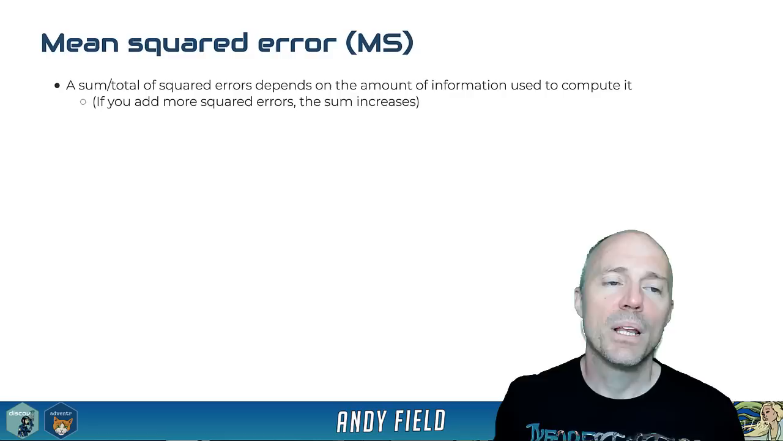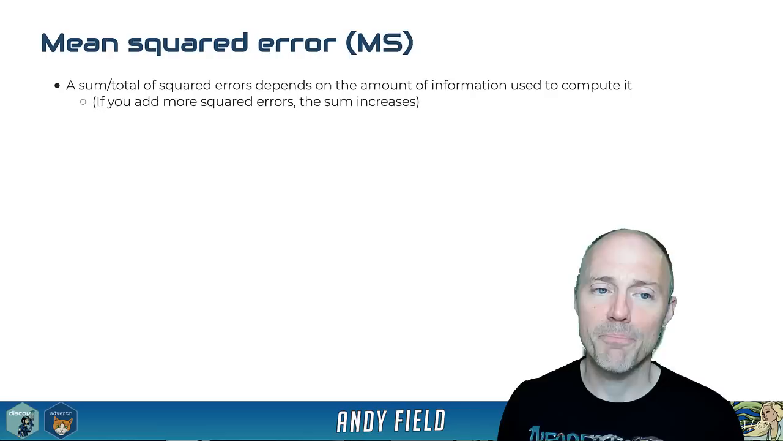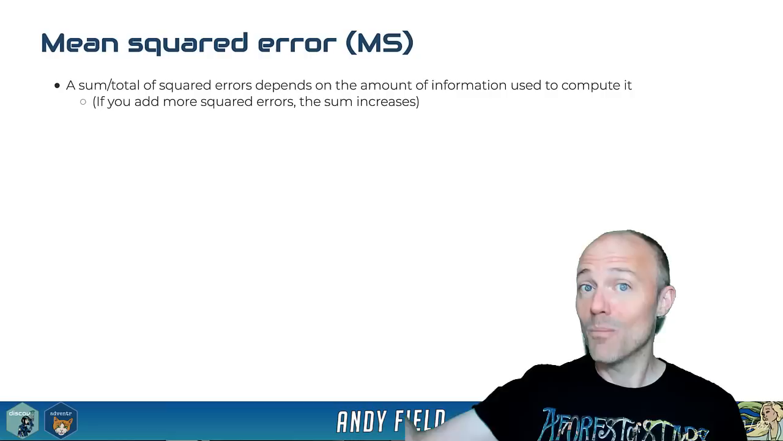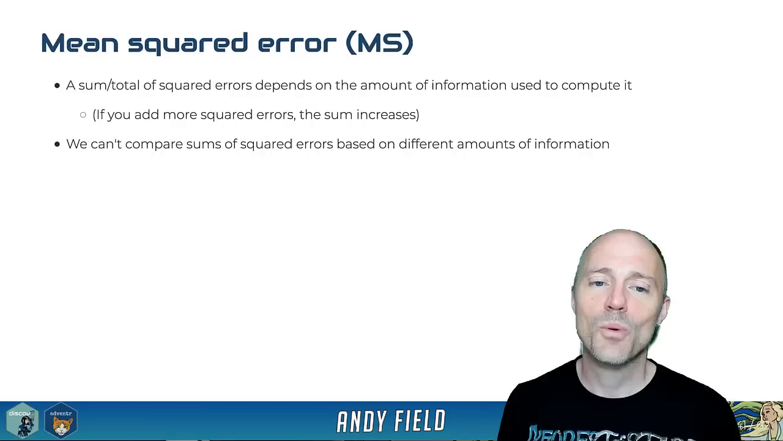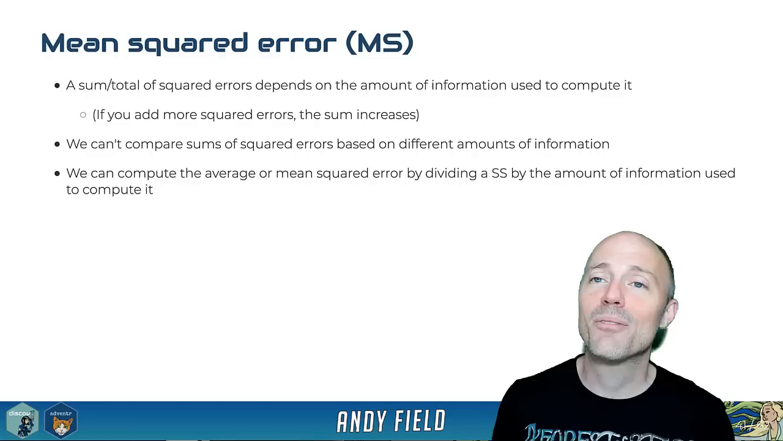But like we saw earlier on, we can't really use totals because they are based on different amounts of information, and that is why all the way along we've been looking at the degrees of freedom. So to recap what we said earlier on, a sum or total of squared errors depends on the amount of information used to compute it. If you have more information, you end up with a bigger sum. So we can't really compare sums of squares based on different amounts of information, and instead we would want to compute something like an average or mean squared error, which is going to give us the amount of error but taking into account how much information was used to calculate it.